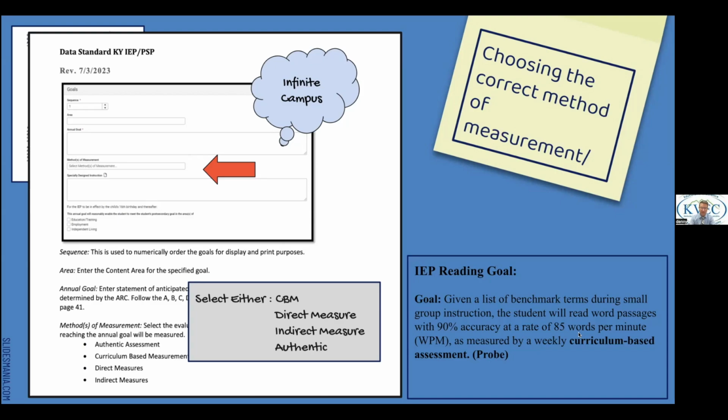So we might say something like, given a list of high frequency words on the, let's say they're working on the 5th grade instructional level, John will read 90% of the words in 4 of 5 trials. So I might say 4 of 5 weekly trials as measured by probes. Given a list of high frequency words on the 5th grade instructional level, John will read 90% of the words in 4 of 5 weekly trials as measured by probes.